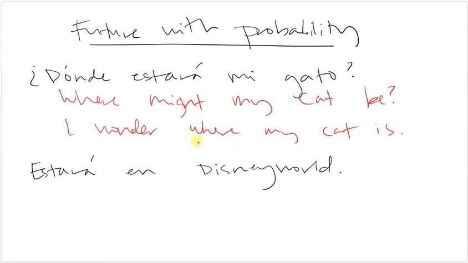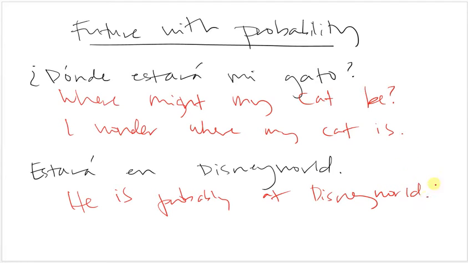And then if you respond with the future tense and probability, what you mean is "probably." So "Estará en Disney World." He is probably at Disney World, because that's where all cats go. So where might my cat be? I wonder where my cat is. He is probably at Disney World. If you're using the future tense with probability, this is to talk about things that are happening right now.